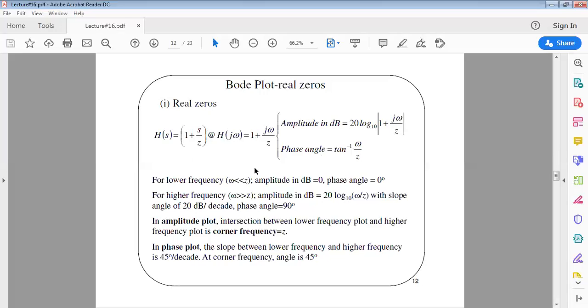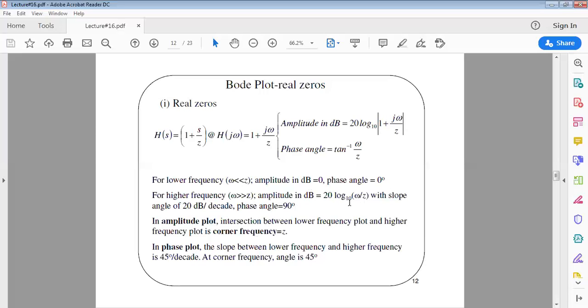Okay, again, we have to divide into two conditions for the phase and amplitude plot, same like what we did for the real pole case in the previous slide. So for lower frequency, omega much smaller than Z, the amplitude will be 0 and the phase angle will be 0, which is evidently shown by these two equations. You can prove this on your own. And for higher frequency case, where omega is much bigger than Z, the amplitude in dB will be 20 log omega divided by Z, where we ignore the effect of 1.